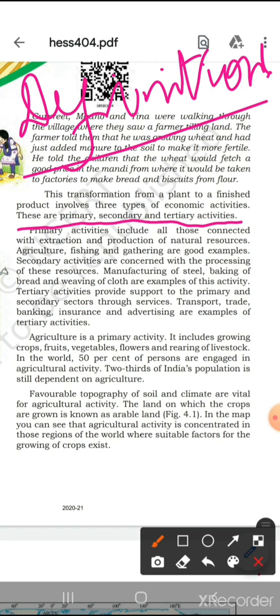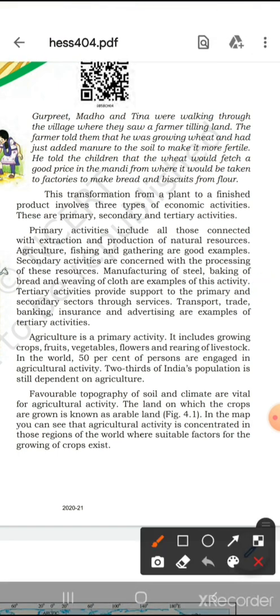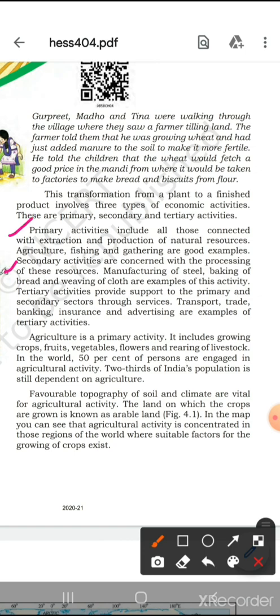Now, what are the primary, secondary, and tertiary? Primary activities include all those which are connected with the extraction and production of natural resources: agriculture, fishing, and gathering. This is the first broad category. Secondary activities are concerned with the processing of these resources: manufacturing of steel, baking of bread, weaving of cloth. Tertiary activities provide support to the primary and secondary sectors through services like transport, trade, banking, insurance, advertising, etc.